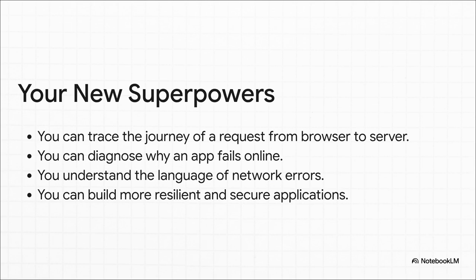So what's the big takeaway here? You basically have new superpowers. You can now trace a request all the way from a browser to a server. You can intelligently diagnose why your app is failing online. You understand the language of these network errors. And all of this means you can build applications that are way more resilient and secure because you actually get what they're built on top of.